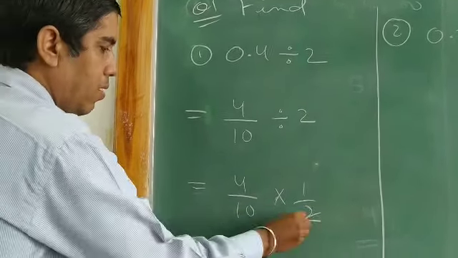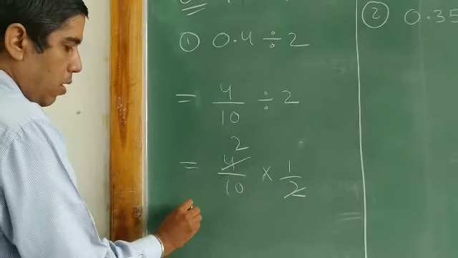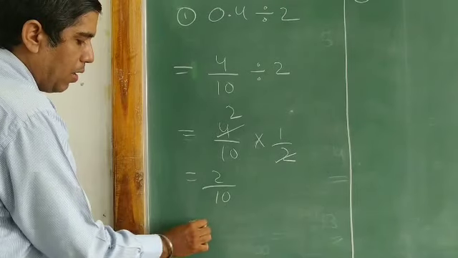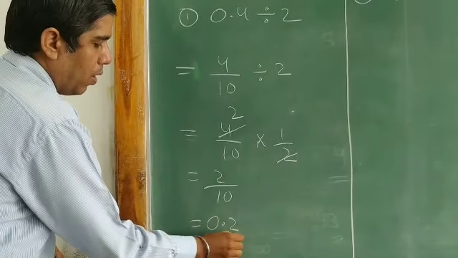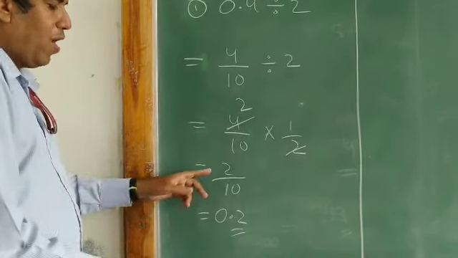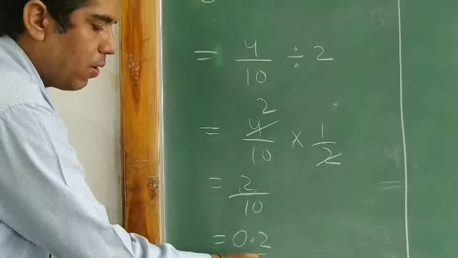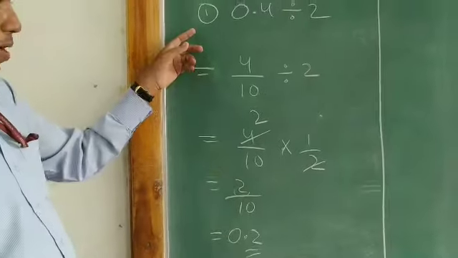Now you do cancellation. So it comes 2 by 10, and 2 by 10 means the answer is 0.2. What is the answer? It is 0.2. Why 0.2? Because the decimal lies here, it will shift here. So the answer comes 0.2.